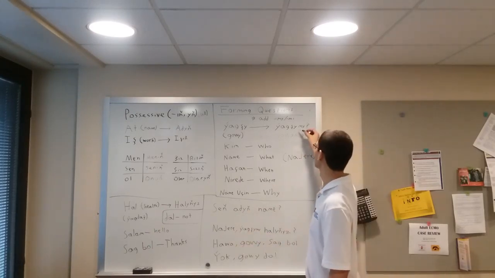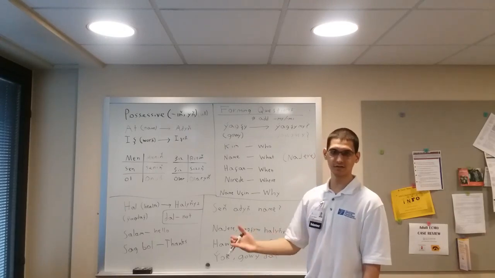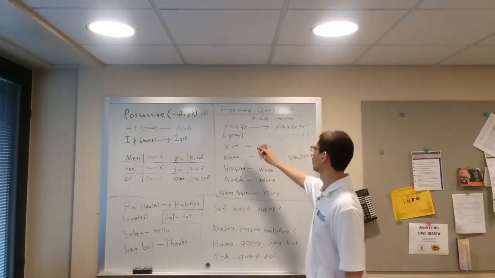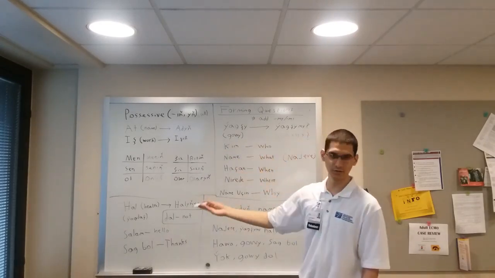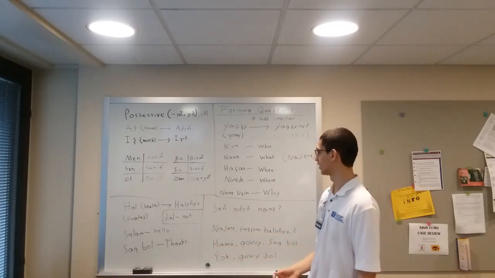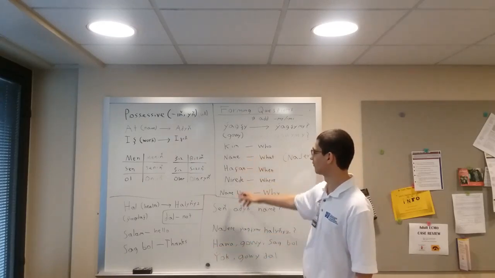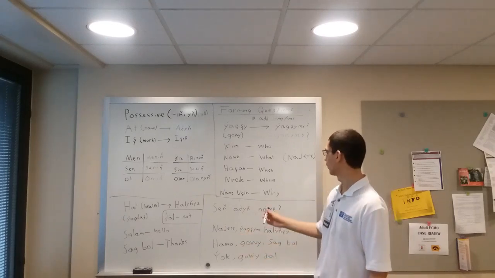So you can just think of this mi ending when forming questions as is it or are you. It can also be, if you put ol goe mi, it can mean is it good? If you put sen goe mi, are you good? Alright? There's also question words, just like in English: who, what, when, where, why, and how.